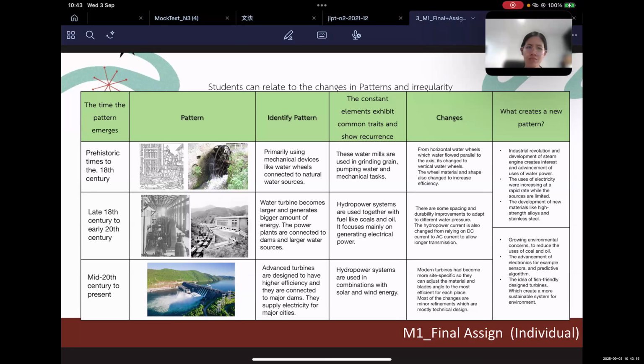Also, there is the concept of a fish-friendly turbine. They use new computer simulations to create new turbines so as not to ruin the marine environment. Also, there are advancements in electronic devices. They use computers and advanced technology to design new water turbines, engines, and sensors.